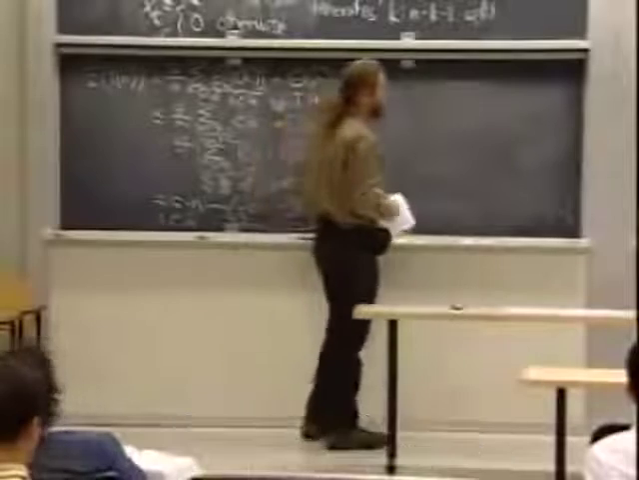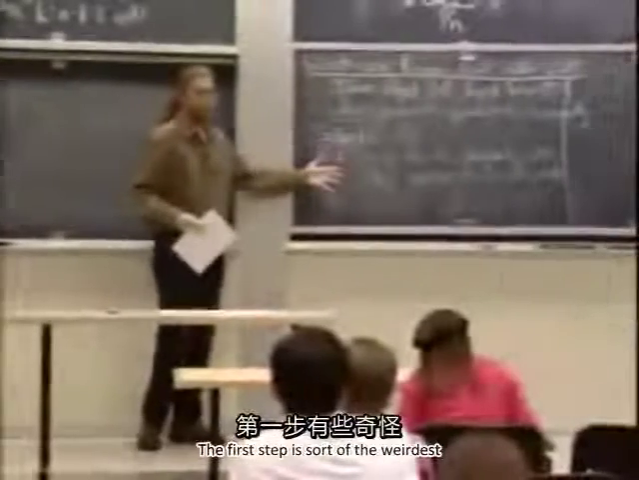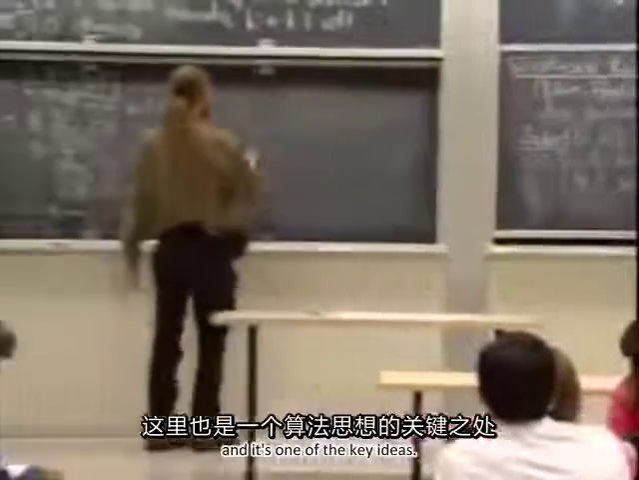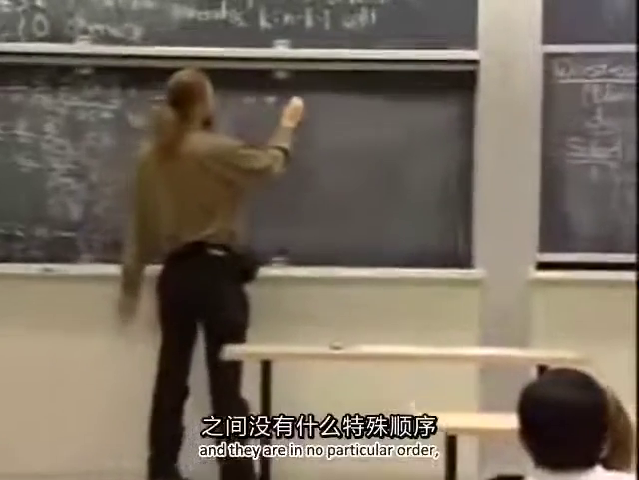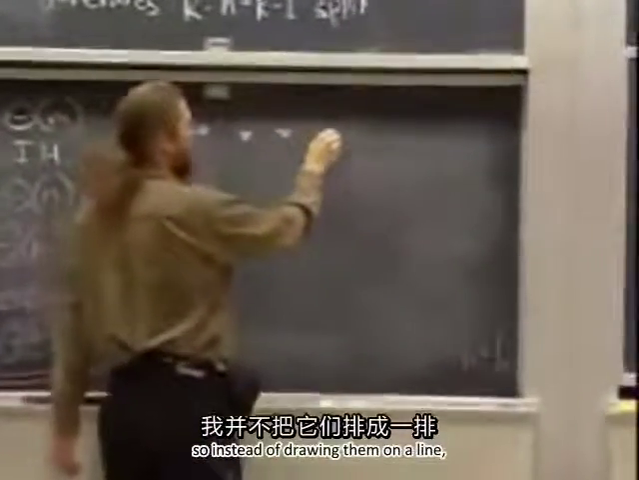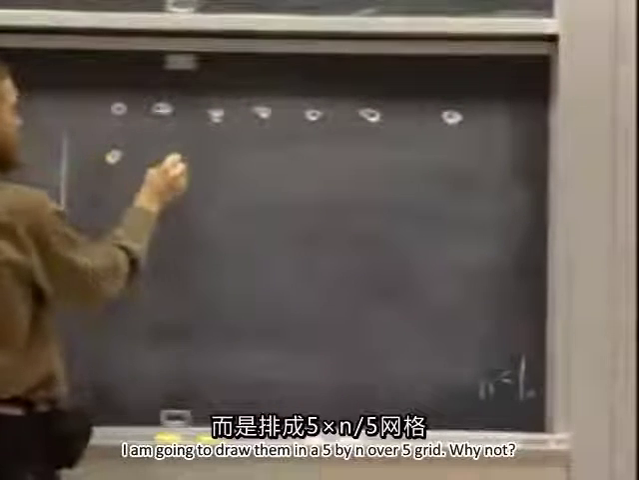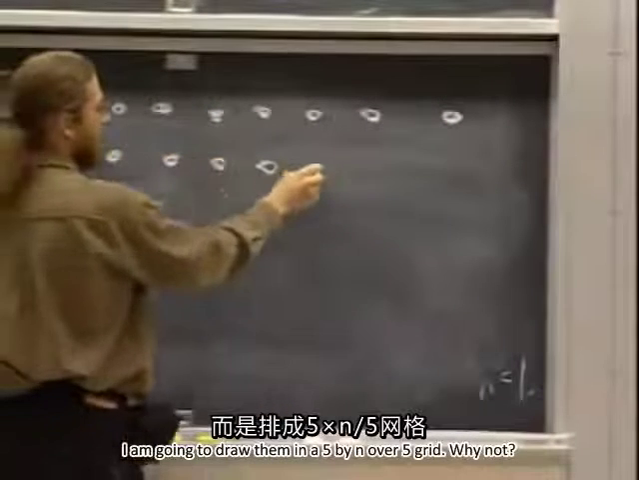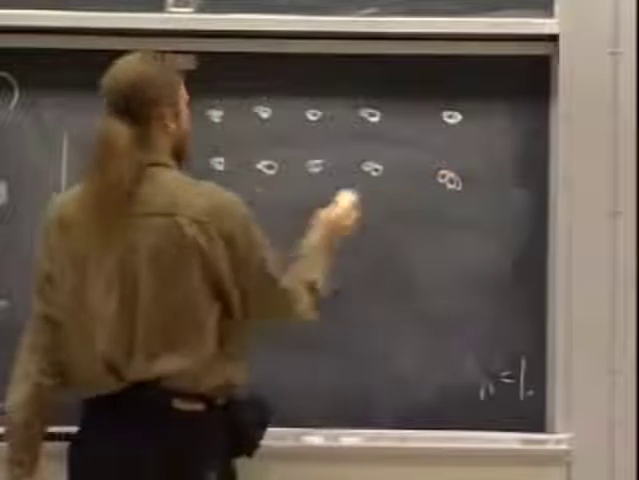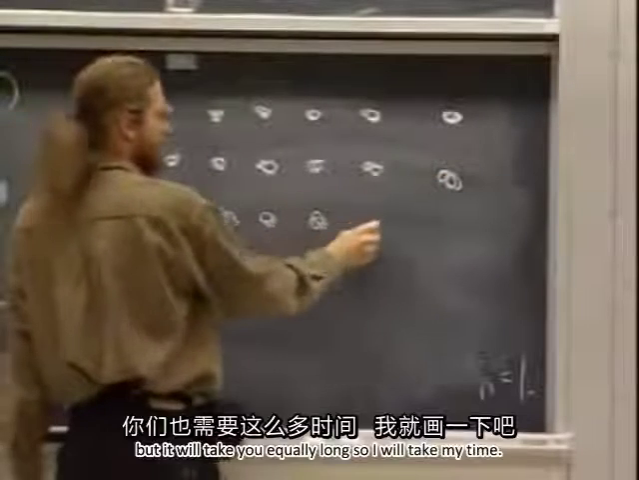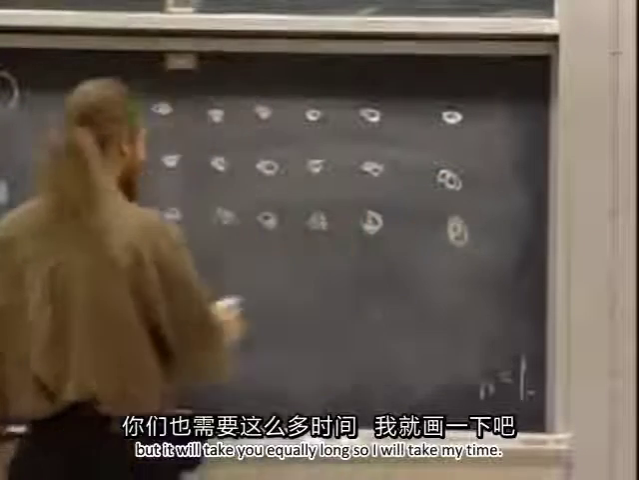So the first step is sort of the weirdest, and it is one of the key ideas. You take your elements, and they're in no particular order. So instead of drawing them on a line, I'm going to draw them in a 5 by n over 5 grid. Why not? Okay, this unfortunately takes a little while to draw, but it will take you equally long, so I'll take my time.